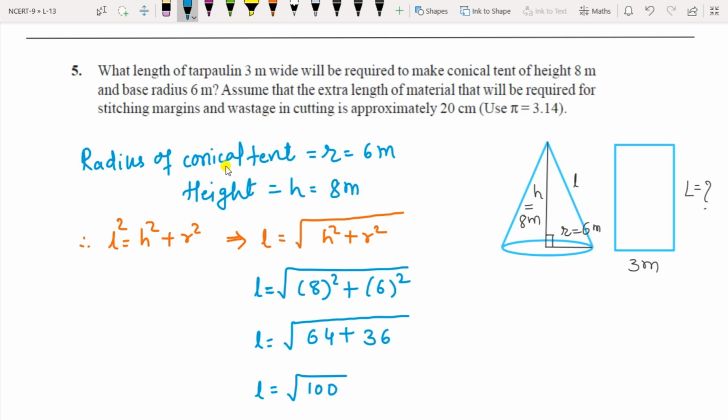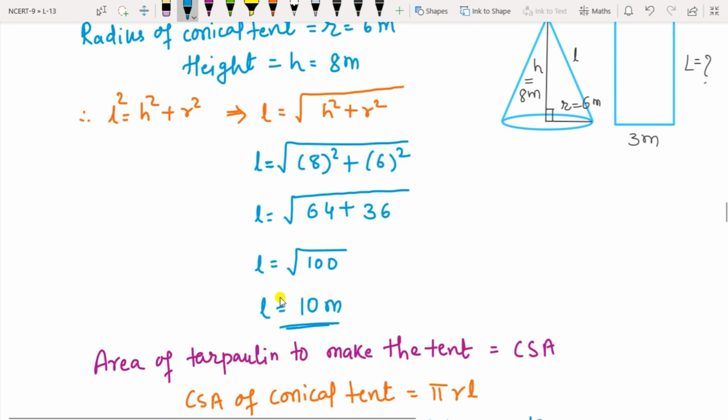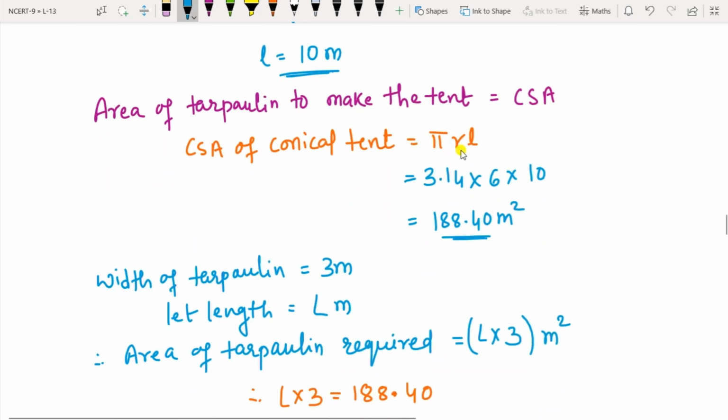So radius of the conical tent R is 6 meter, height is 8 meter. So you need to find L here. By applying the formula of Pythagoras, L becomes 10 meter here. Area of tarpaulin to make the tent is the curved surface area, equal to pi RL. Substituting the value of pi as 3.14, R as 6 and L as 10, you get it as 188.40 meters square.